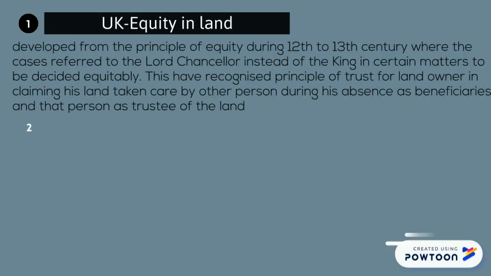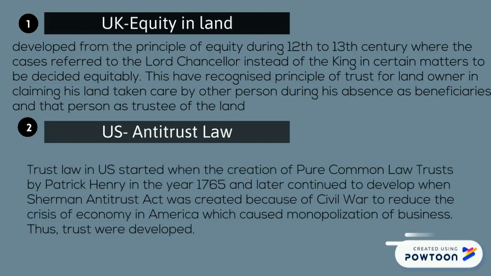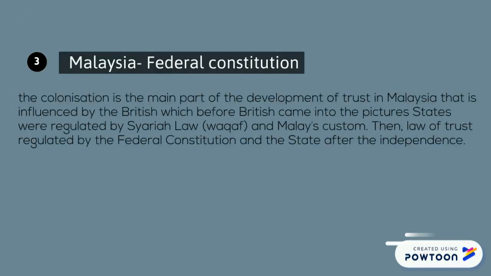Trust law in UK developed from the principle of equity where the cases referred to a Lord Chancellor instead of the King. So this recognized principle of trust for landowner in claiming his land. For US, trust law started with the creation of the common law trust and later continued to develop in the Sherman Antitrust Act because of the civil war. For Malaysia, the colonisation is the main part of the development of trust, which was later regulated by the Federal Constitution and the state after the independence.